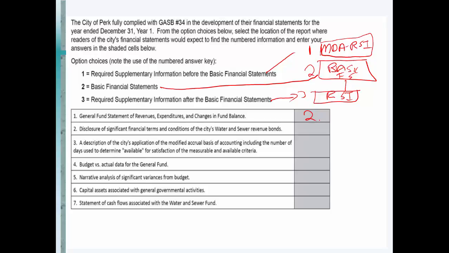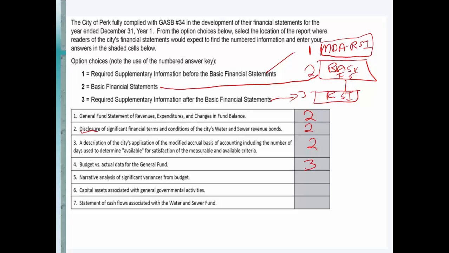Disclosure of significant financial terms for the water and sewer bonds. Huh? Disclosure is talking footnotes, isn't it? And the footnote is part of the basic financial statements, right? That one's a little tricky. A description of the city's application of the modified accrual basis. This is a summary of significant accounting policies. That's a footnote, isn't it? Isn't summary of significant accounting policies like the first or second footnote you see in a set of financial statements? Okay. All right, good. How about budget versus actual?